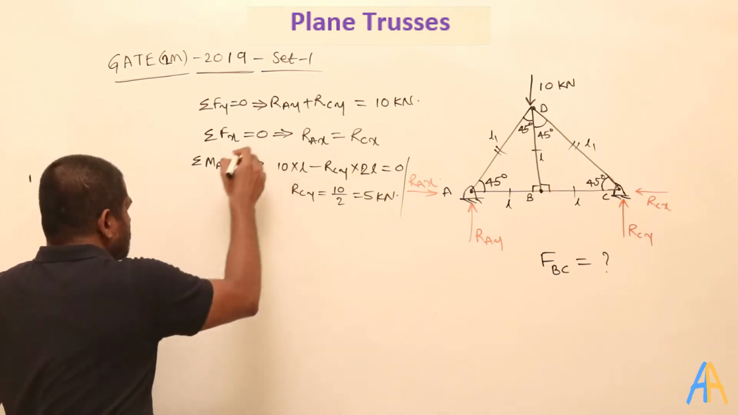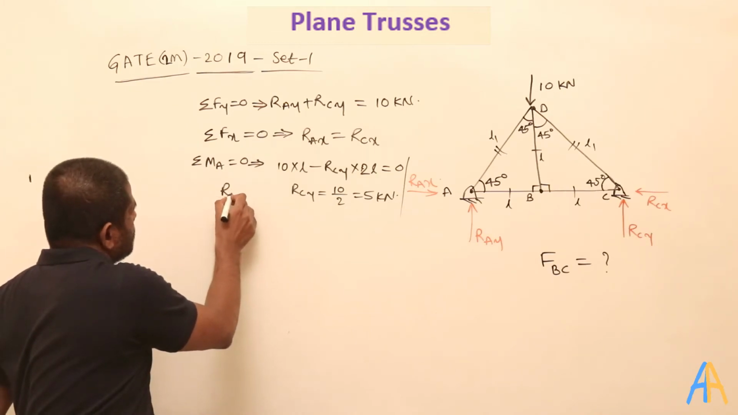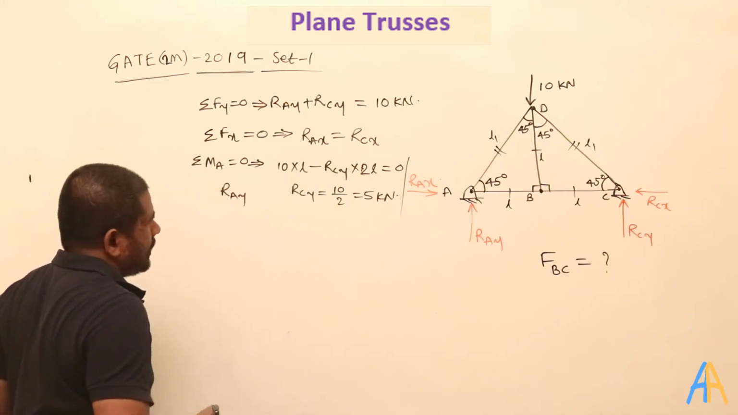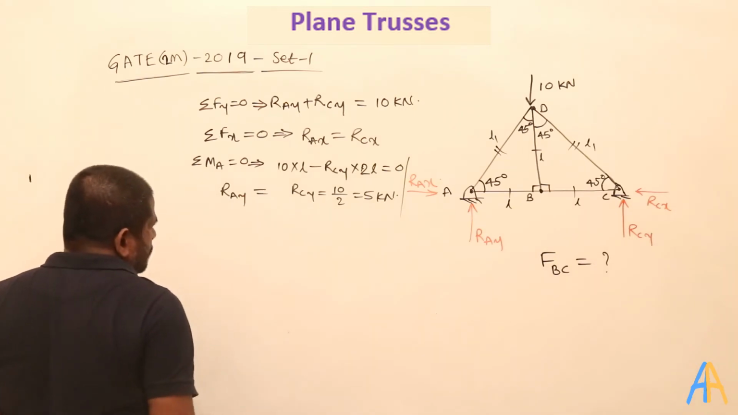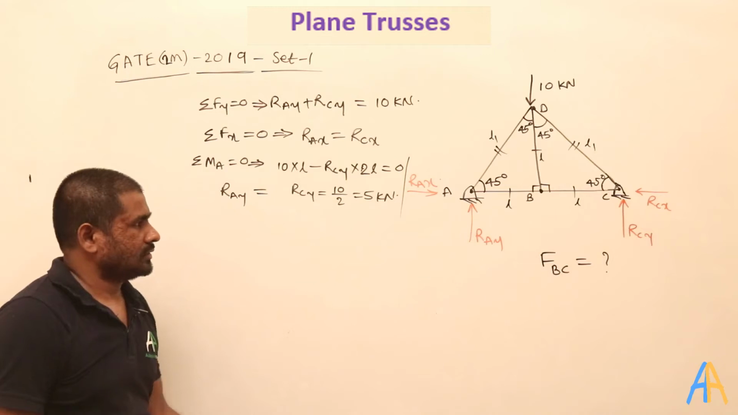That is what I have been saying. And here RAY is how much? RAY equal to RCY equal to 5 kN here. That is what is happening.